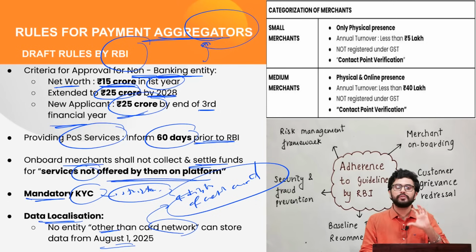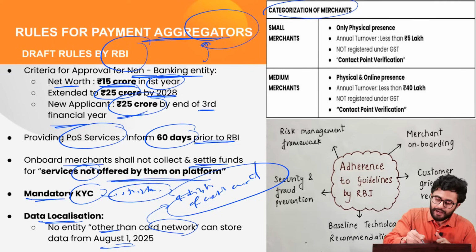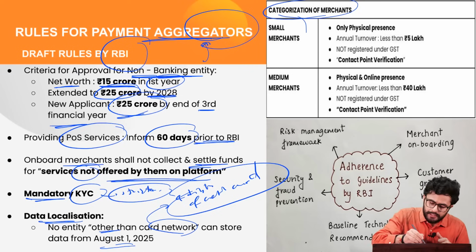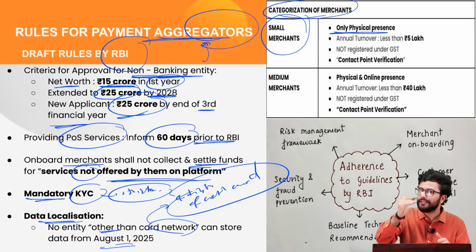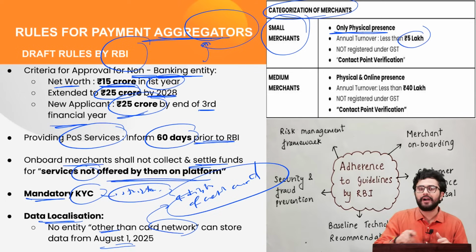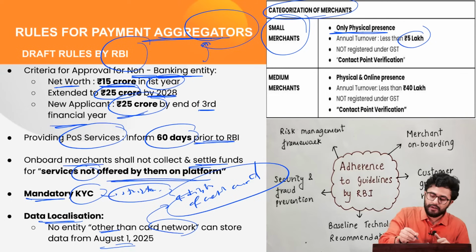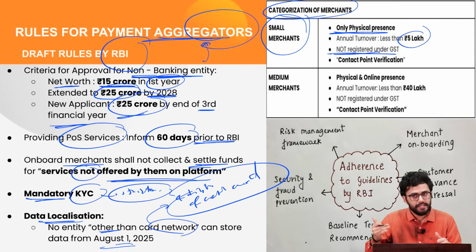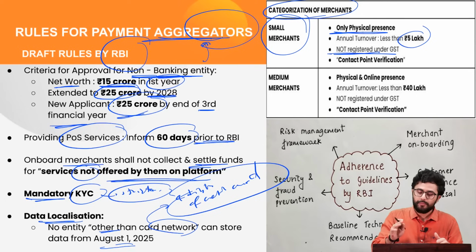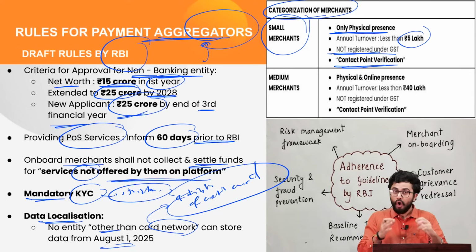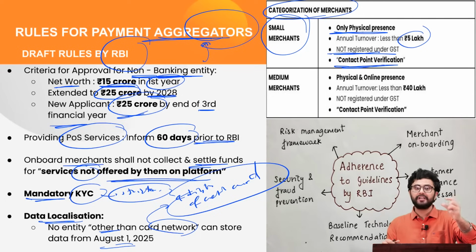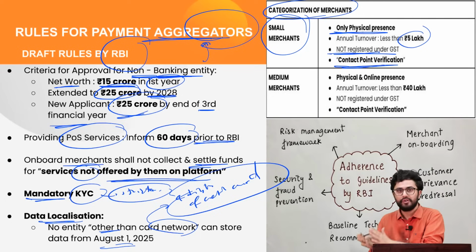Then the new rules also provide for the categorization of merchants, such as small merchants who have only physical presence and their annual turnover is less than 5 lakh rupees and they are not registered under the GST regime. These small merchants shall undergo contact point verification, or there shall be a physical verification of whether such a company actually exists or not.